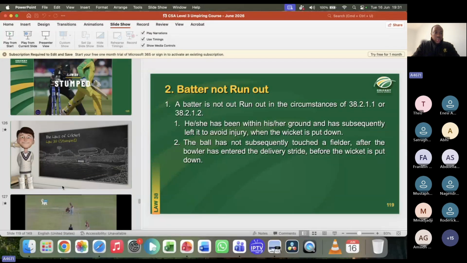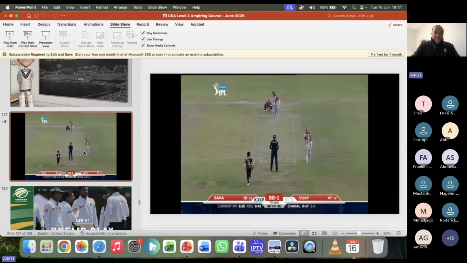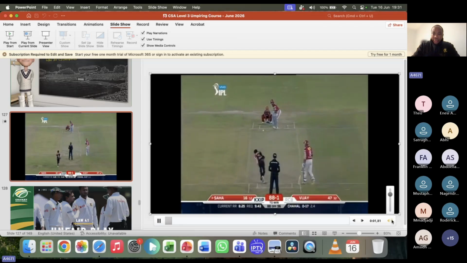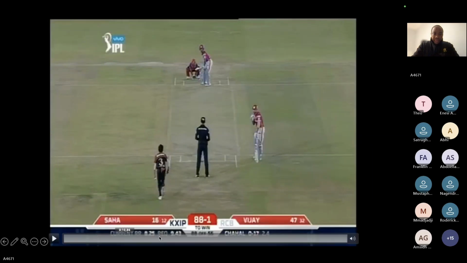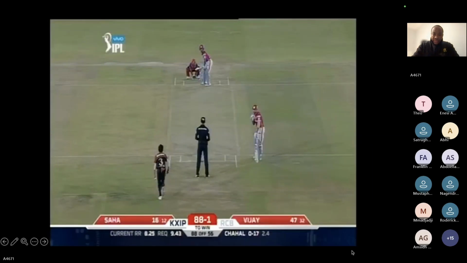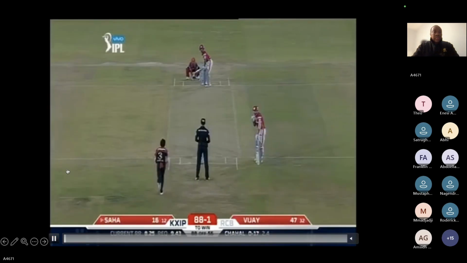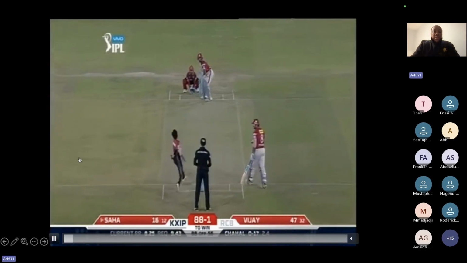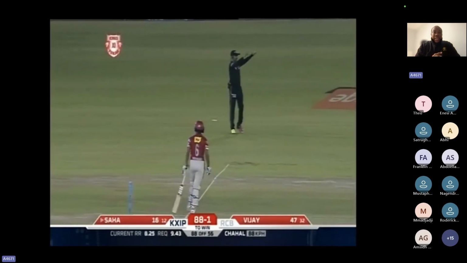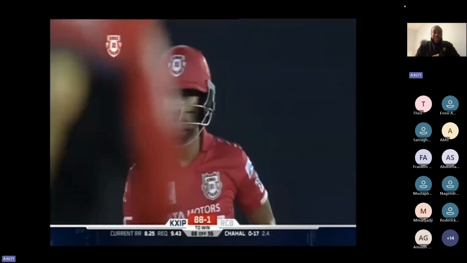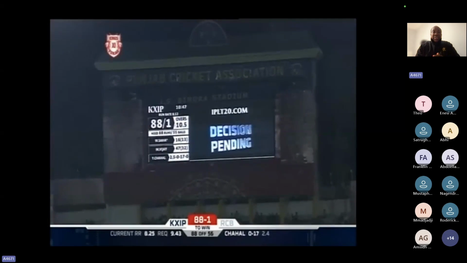Next, we're going to move to quiz question 39, which is related to a stumping. Let's watch the video and I'll talk you through it. So bowler bowls the ball and batter Ridiman Sahan runs past it and the wicketkeeper takes the bails off.